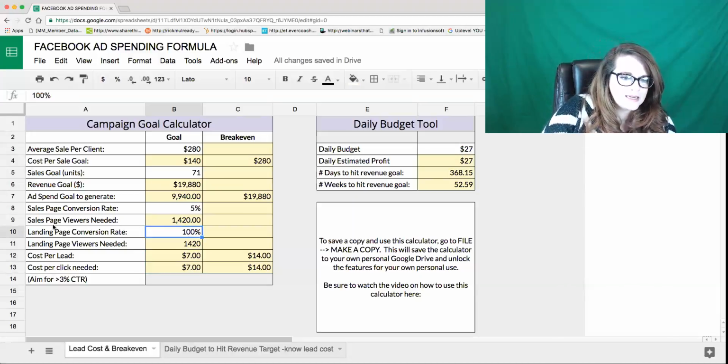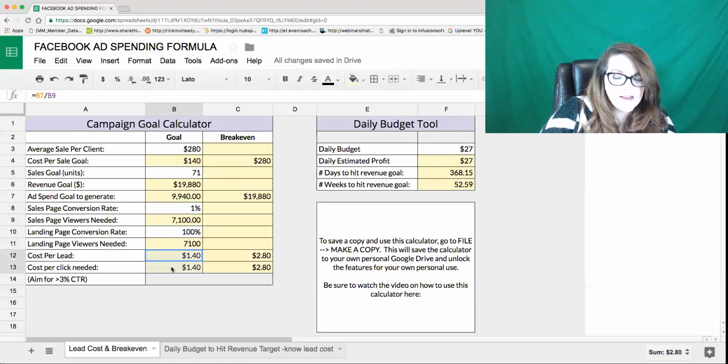If I have a landing page and I'm moving them through the funnel, the sales page conversion rate might be higher. I might only convert, let's say, 1% of people if I'm sending them directly to my sales page. Then I can only spend $1.40 per lead versus if I have a 5%, right? And you can start to play around with this.